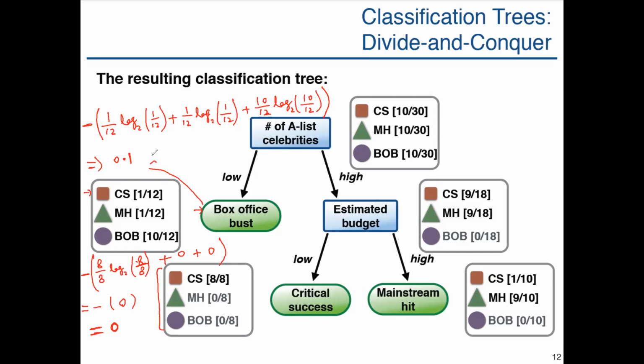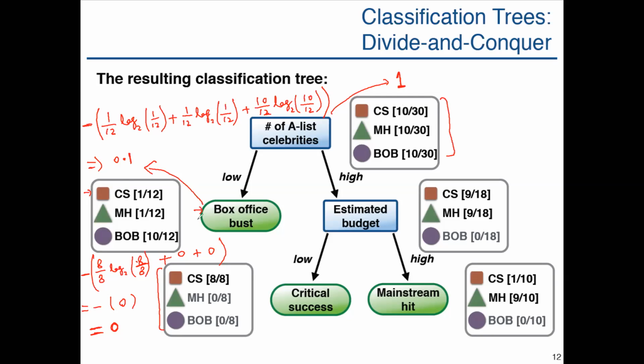Initial node में हमारे पास ये values हैं सारी, 10/30 आपके पास critical success है, 10/30 mainstream है, 10/30 box office burst है. Let's say use the same formula for entropy. इसकी जब आप calculate करेंगे, this will turn out to be, sorry, not 0.5, it's going to turn out to be 1 in this case because that's the highest entropy. और यहाँ पे हमारे पास equal number of values हैं from each class, तो इस case के अंदर ये 1 होगी आपकी. ठीक है, so we have an entropy of 1 in this case.